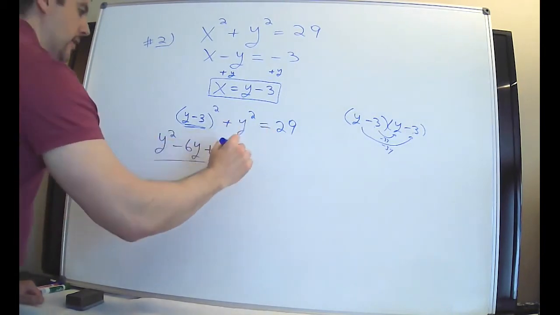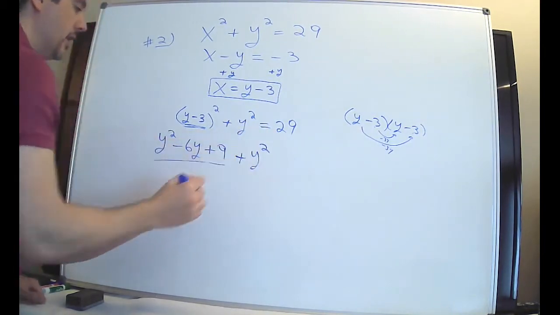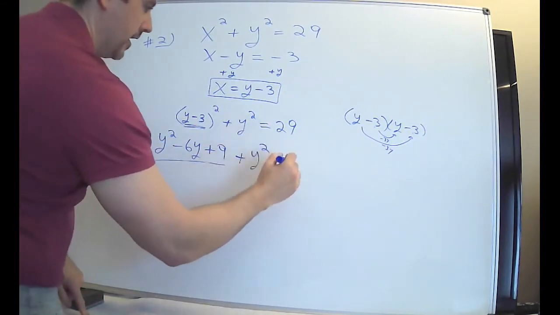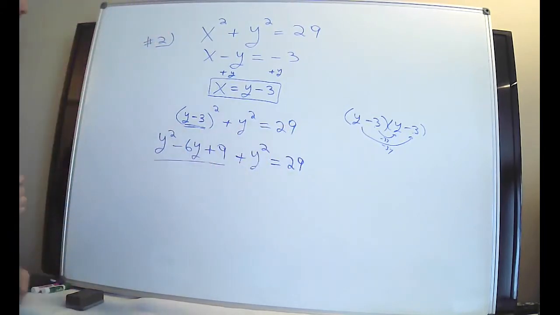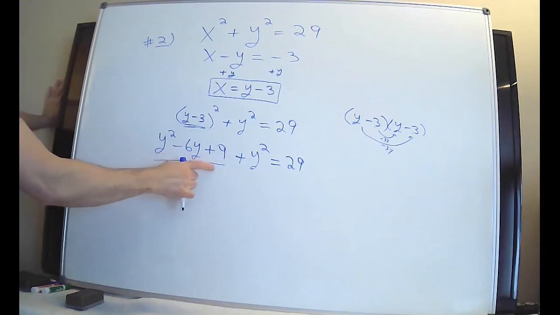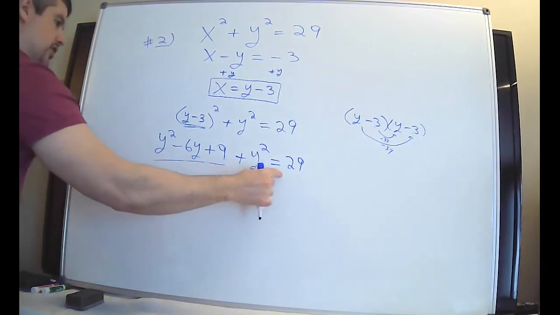How about the rest of it? Well, the rest of it's still there. You see that plus y squared? It's still there. You see that equal? It's still there. And that 29? Still there. All I did is replace the x with y minus 3. I multiplied it out. Everybody else is still there.